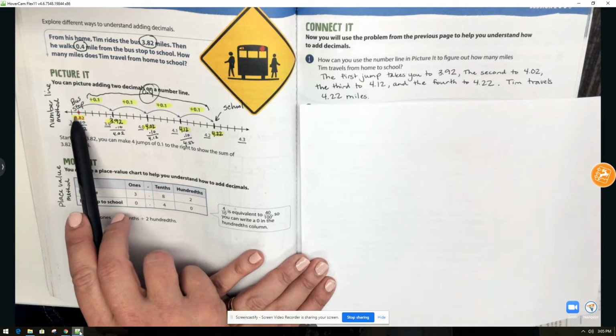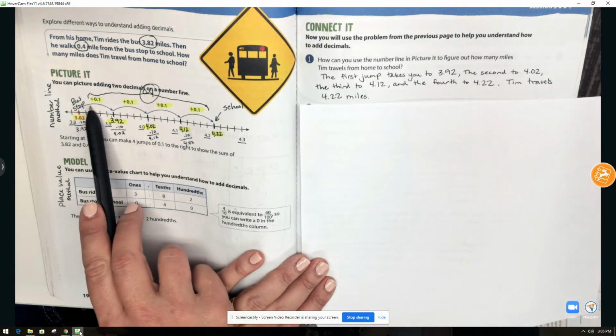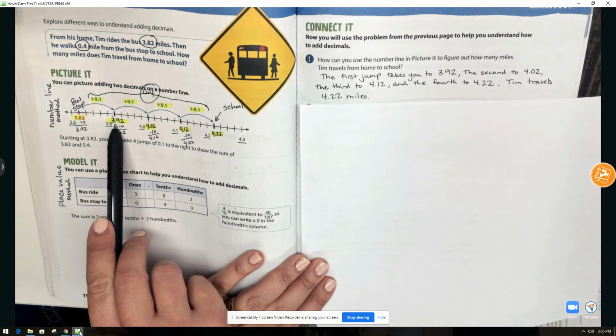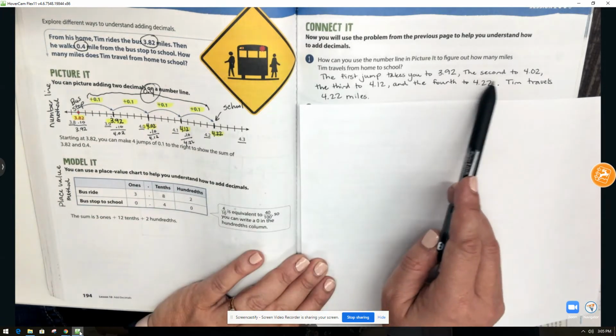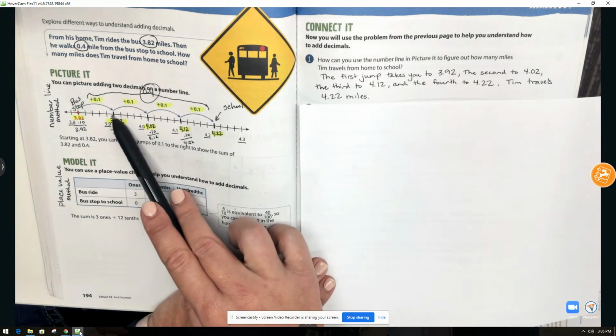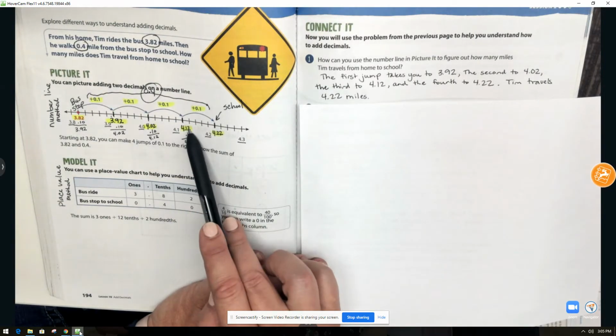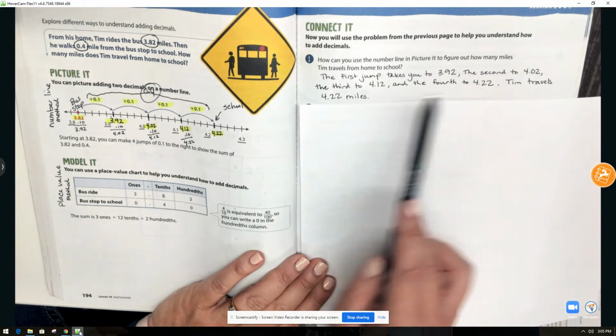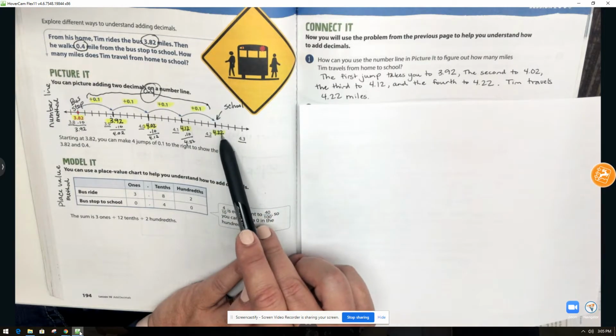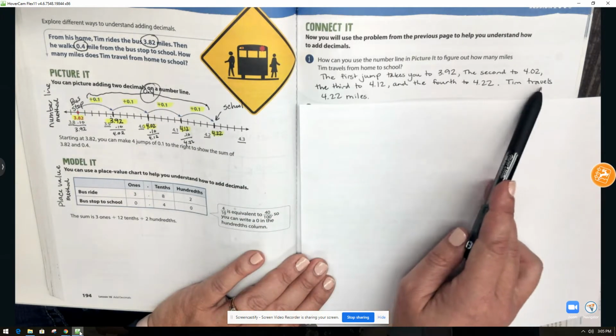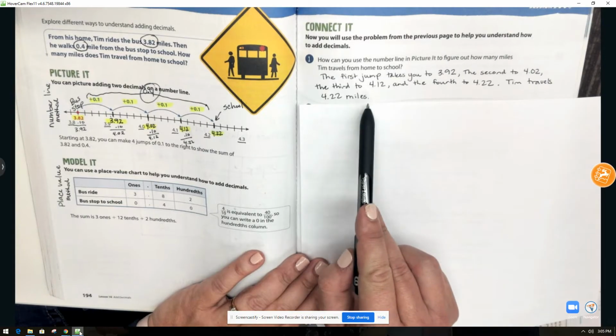So using this number line, remember that what we did was we said, from the first jump, we start at 3 and 82 hundredths. The first jump takes us to 3 and 92 hundredths. The second to 4 and 2 hundredths, the third to 4 and 12 hundredths, and then the fourth to 4 and 22 hundredths. So we know Tim travels 4 and 22 hundredths miles.